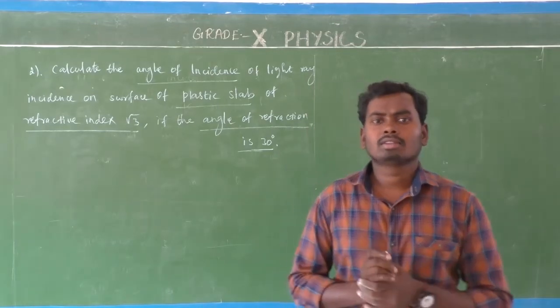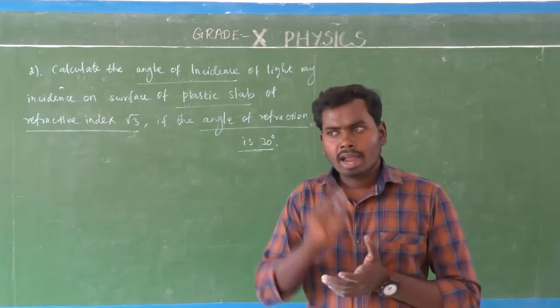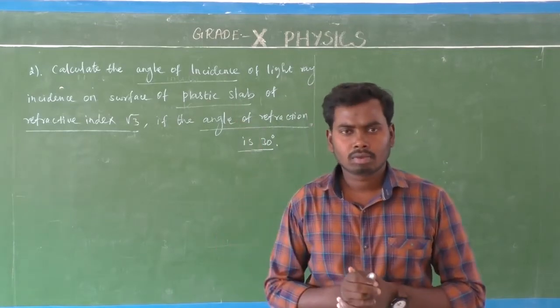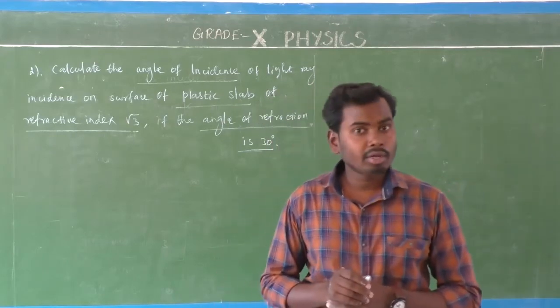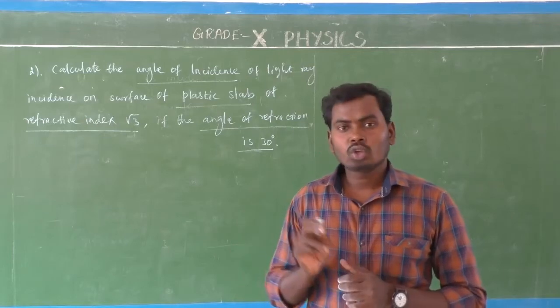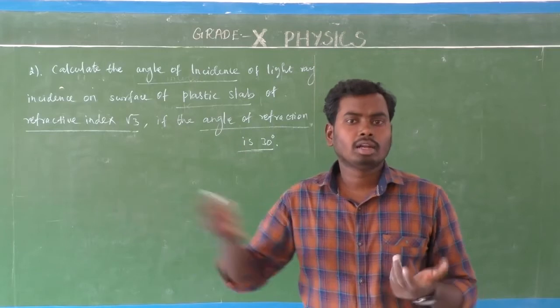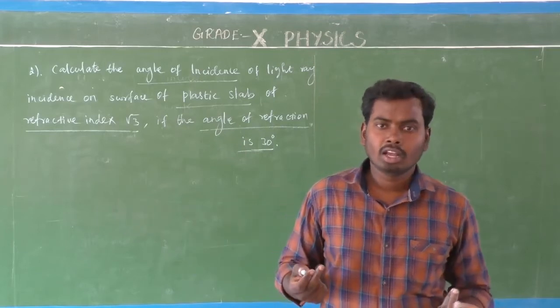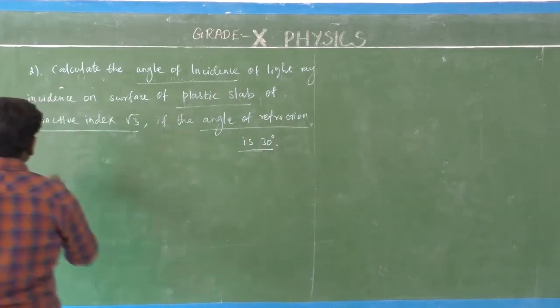What is Snell's law, sir? Snell's law means n is equal to sin i divided by sin r. What is n? That is the refractive index. So the refractive index is equal to the ratio of sin of angle of incidence to sin of angle of refraction. That is Snell's law. So here we are going to take Snell's law. Okay, solution.